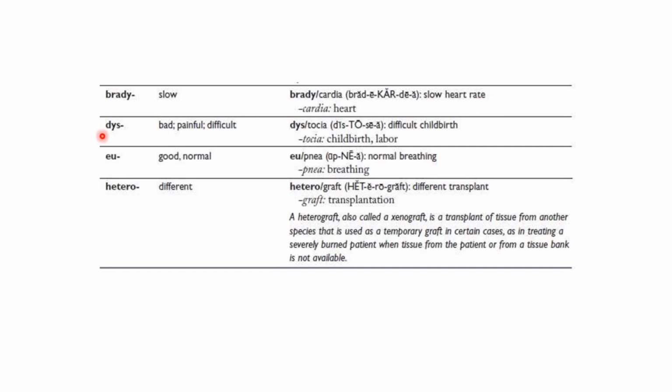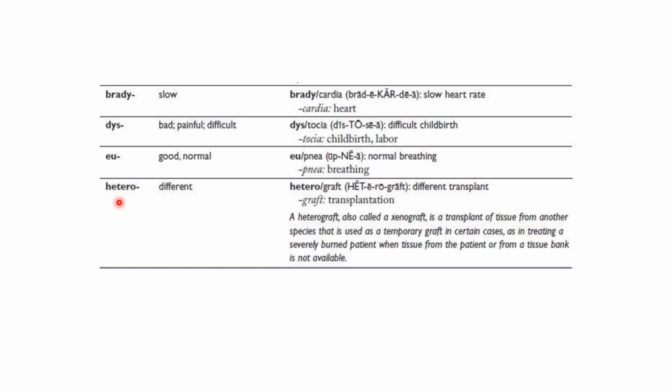Then dys. Dys means bad, painful, or difficult. So the word analysis for dys is dysphagia. Phagia means related to eating or swallowing. So difficulty in eating or swallowing. Then eu. Eu means good or normal. So the word analysis for the prefix eu is eupnea. Eupnea means normal breathing. Pnea means related to breathing.